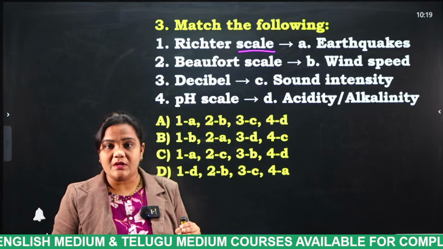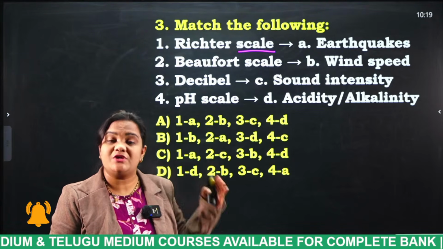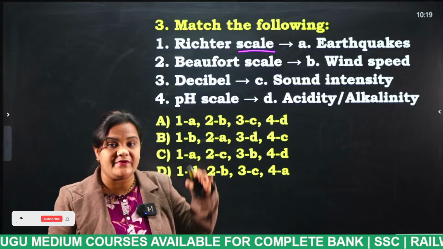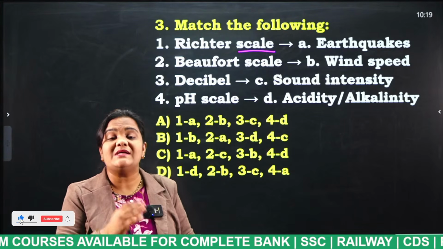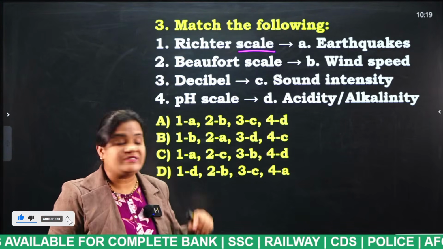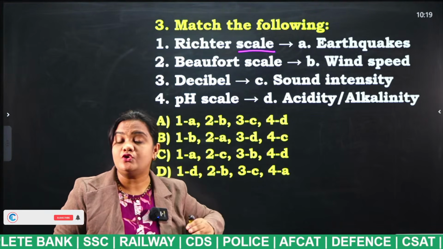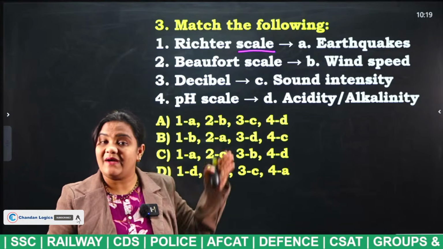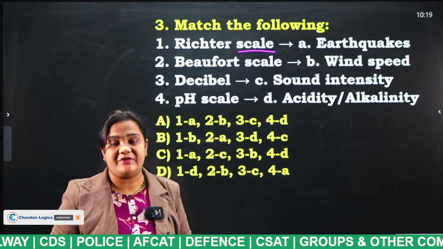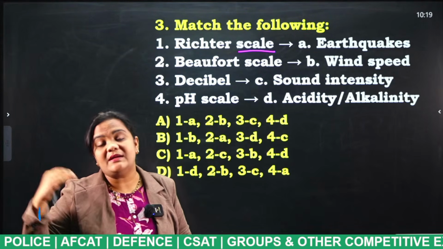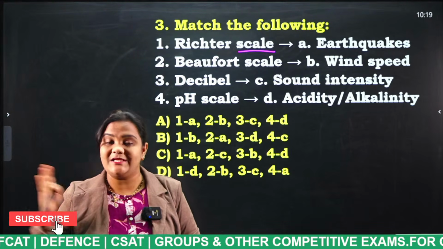At the seas and oceans, what happens there? There will be wind, right? So in order to measure the speed of the wind, which type of scale is used, students? The Beaufort scale. And what is the instrument used to measure the wind speed? Anemometer. That is different. The scale is different and the instrument is different.